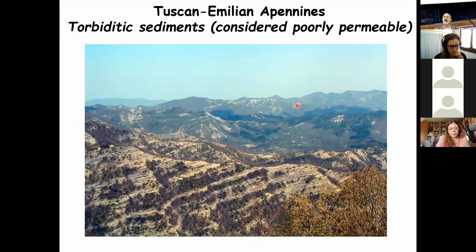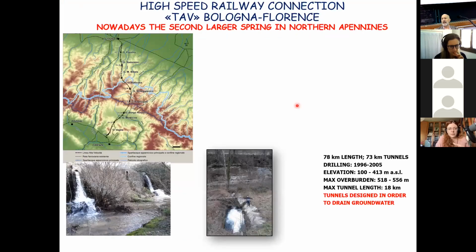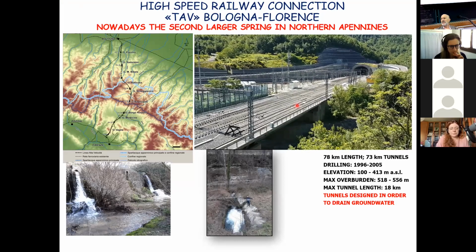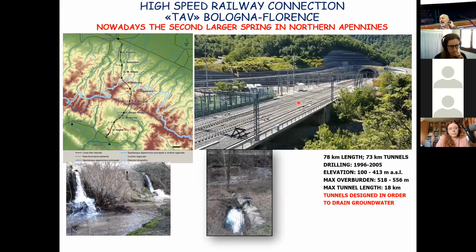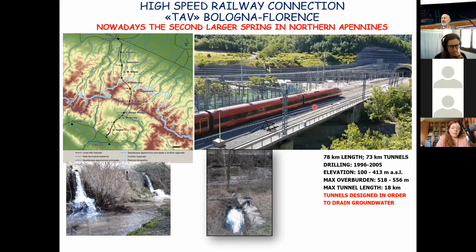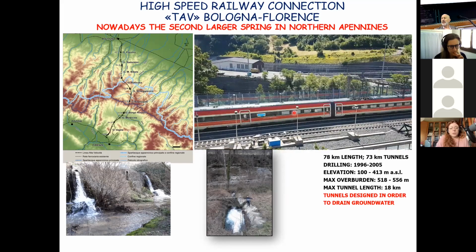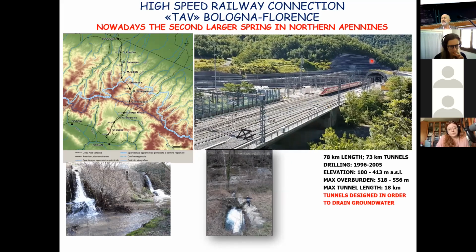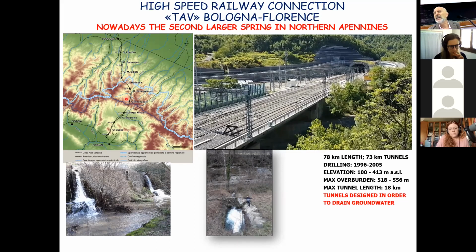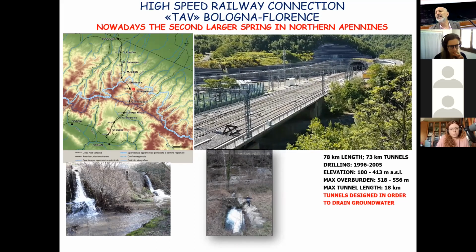This is a typical sightseeing of turbiditic sediments in the Tuscan Emilian Apennines. Here we are more or less in the middle of the line, and you have the trains that are running along this line from Bologna to Florence and vice versa. And this video is more or less located in the Santerno River Valley, more or less in this part of the line.